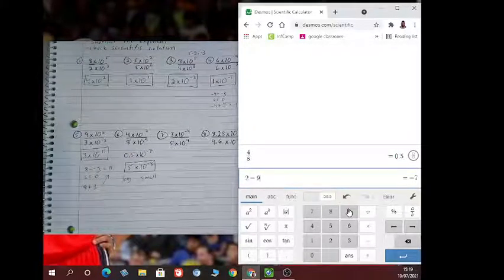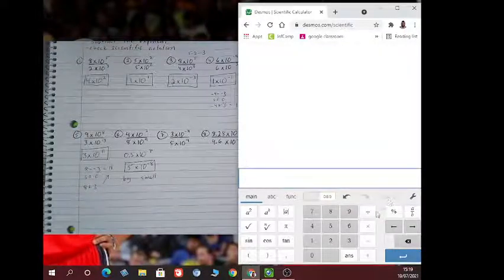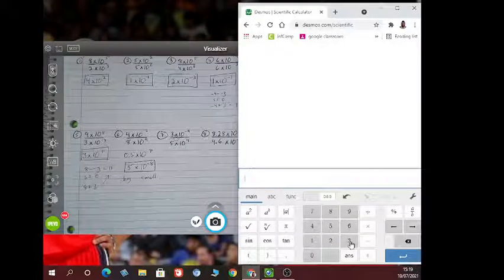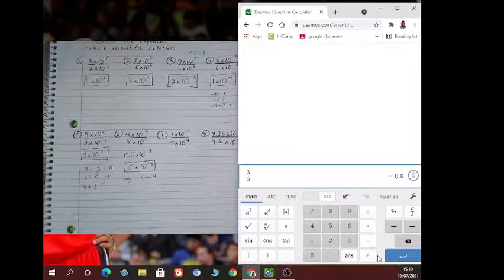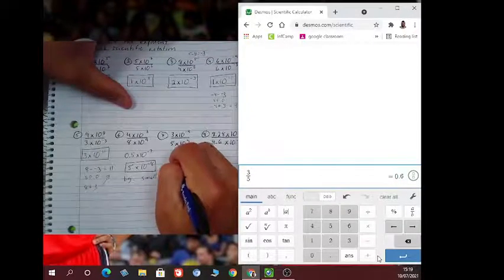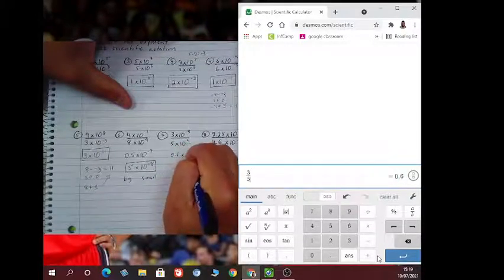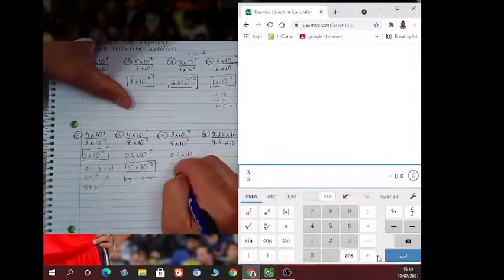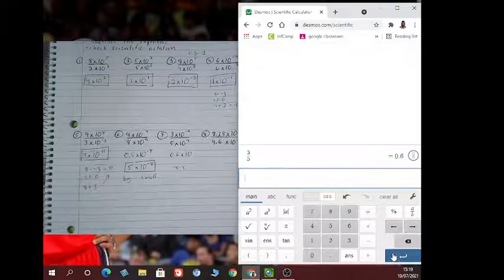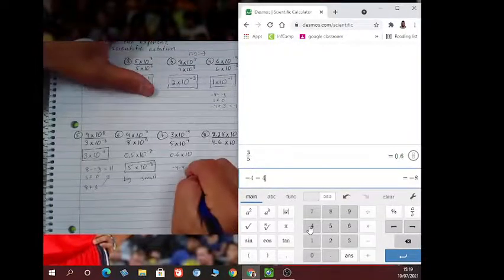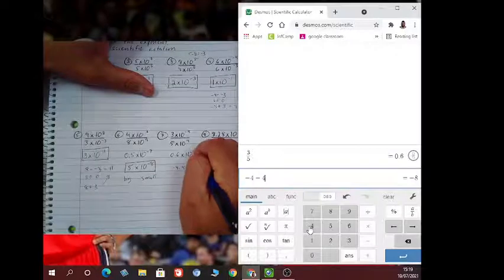Okay. For number 7, I have a 3 divided by 5. So let me clear everything here. Okay, so I have this 3 divided by 5. 3/5, so I got 0.6. So I have here 0.6 times 10. Then I have a negative 4 minus 4. Negative 4 minus 4, I can check that in the calculator. Okay, so let's do a negative 4 minus 4. And I get a negative 8. Okay, so that's going to be my exponent.